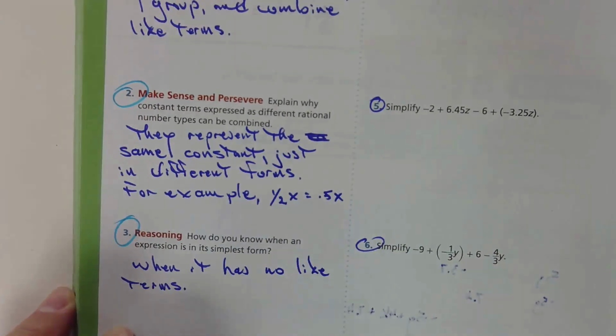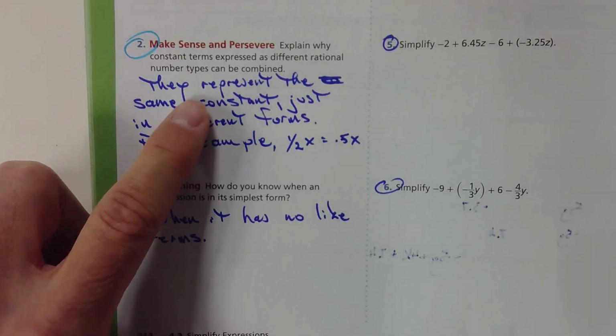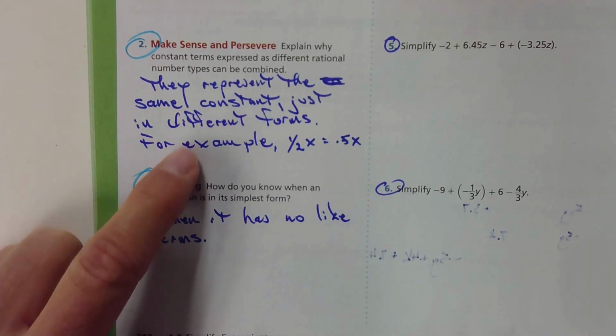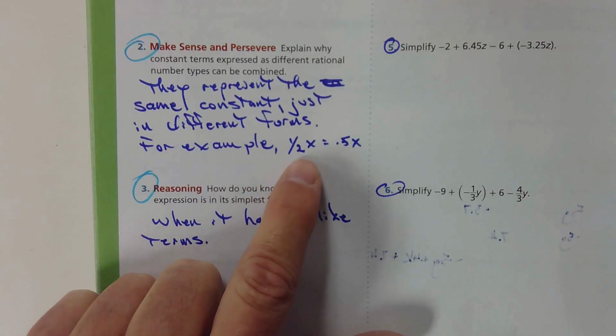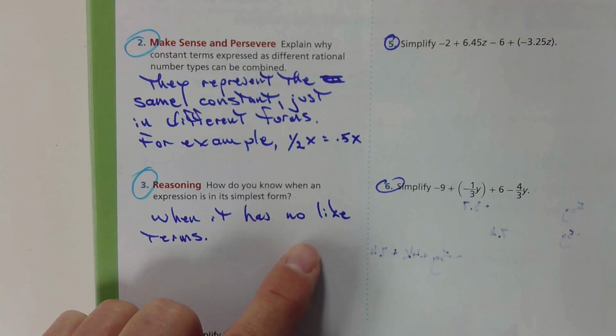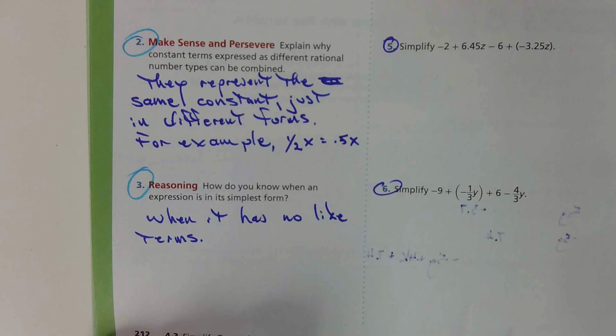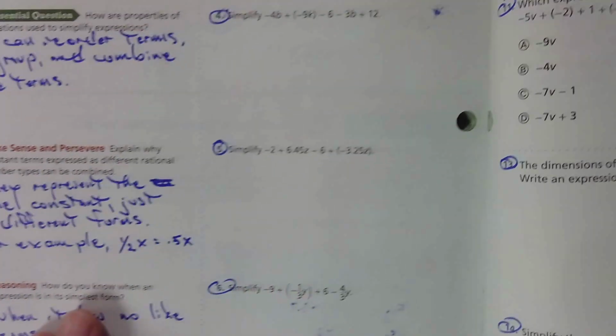Explain why constant terms expressed as different rational numbers can be combined. Well, it's the same number, they're just in a different form. For example, like I said earlier, 1/2 x is the same as 0.5x. And then number 3, how do you know when an expression is in its simplest form? Well, when there isn't any more like terms that you can combine. Number 4, circle that one.